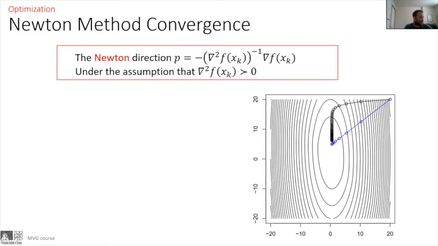But under some assumption, gradient descent converges linearly, and second order methods in general converge quadratically. When I say linear and quadratic, I mean the error between the k step and the k plus 1 step decreases at a linear rate or at a quadratic rate.